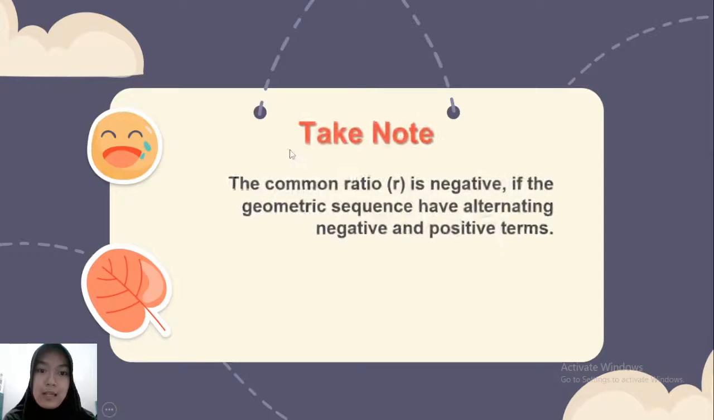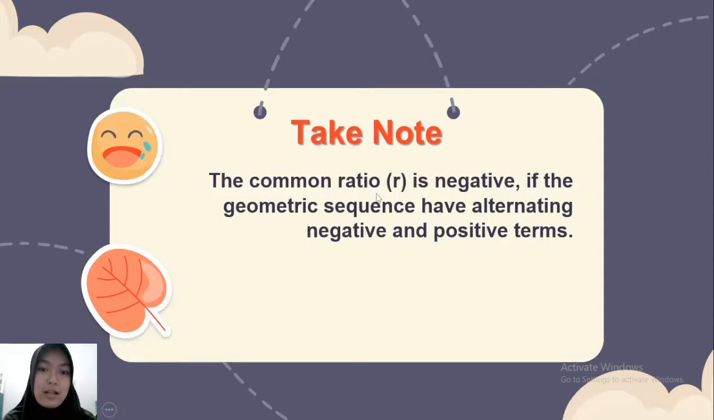Next, take note, the common ratio or r is negative if the geometric sequence has alternating negative and positive terms. The common ratio r is negative if the geometric sequence has alternating negative and positive terms.